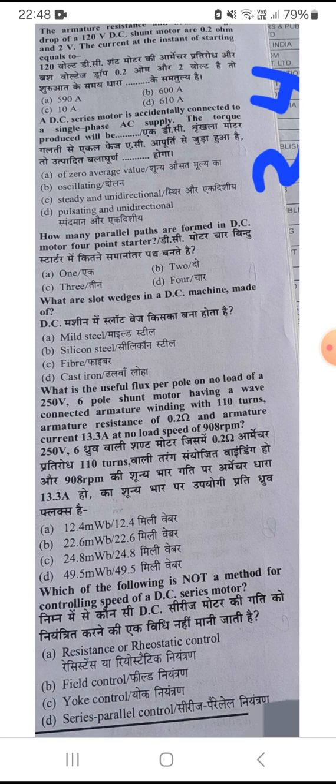Here option C, yoke control, is the right answer.